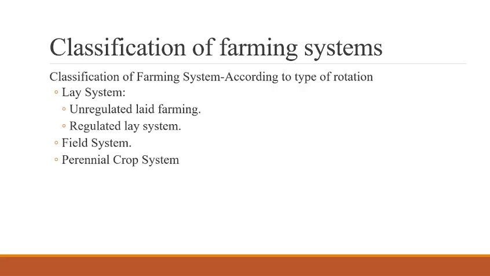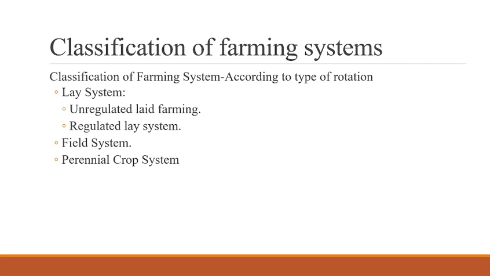The next classification is according to the type of rotation. We have lay system, field system, and perennial crop system. In lay system, crops are rotated with fallow. Here there are two types. The first one is unregulated lay farming, whereby the land is just left to fallow. And the second one is regulated lay system. This determines what type of fallow to be used. For example, one can choose to plant certain type of pasture.